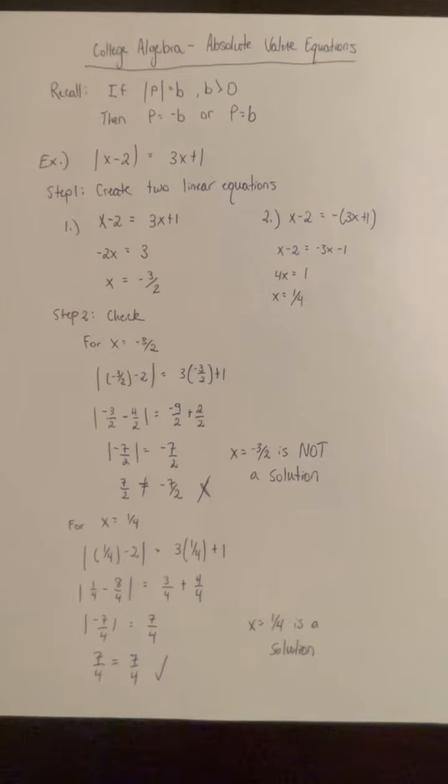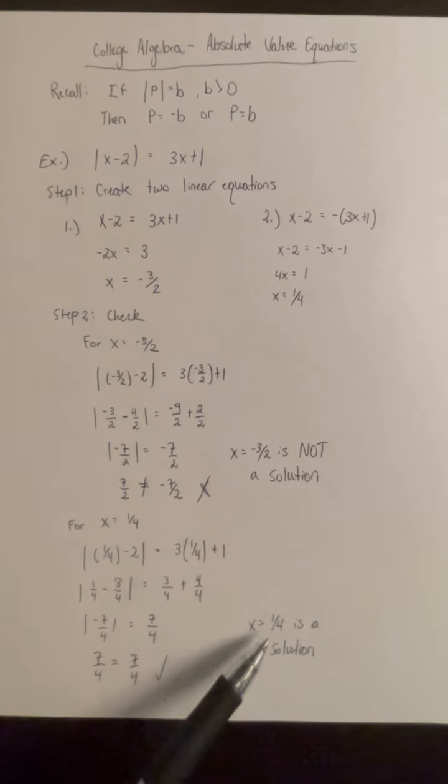And then we can go ahead and check for x is equal to 1/4. After plugging that into the example problem, we get 7/4 is equal to 7/4. And this is a true statement. And so x is equal to 1/4 is a solution to this example problem.